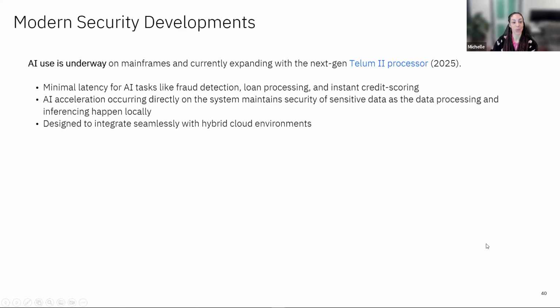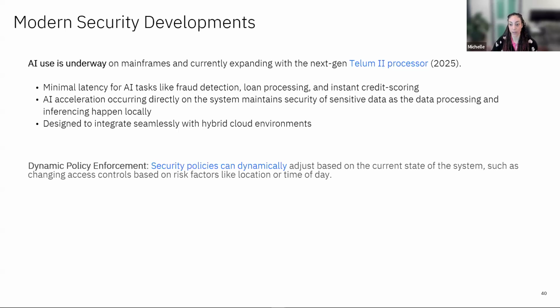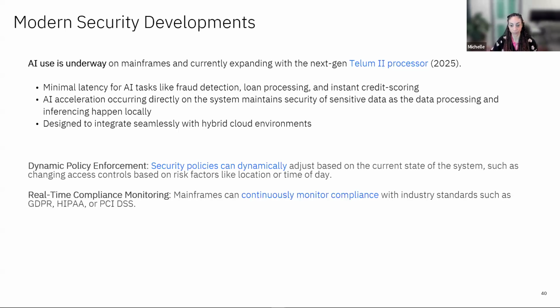All right, so those are ways we know about how to secure, but there are new things coming up as well. AI use is underway on mainframes, currently expanding with the next-gen Telum 2 processor. That's going to provide some potential improvements to security. Dynamic policy enforcement is another thing. Security policies can dynamically adjust based on the current state of the system. Real-time compliance monitoring. Mainframes have this capability to continuously monitor compliance with industry standards like GDPR, HIPAA, PCI DSS, whatever it may be.